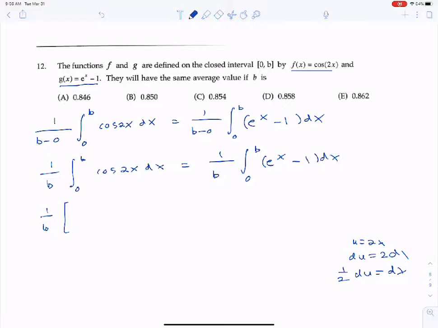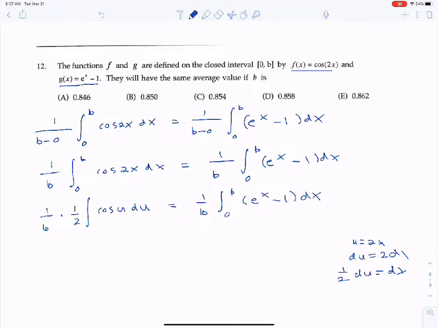So I get times, actually, let's do this. Let's say times 1/2. I'm not going to put in my limits of integration right now. I'm going to substitute them back when I get back to x's, since I don't have actual numbers here, except for the 0. So I'm going to say cosine of u du, and that's going to be equal to 1 over b times the integral of 0 to b, no u substitution needed.